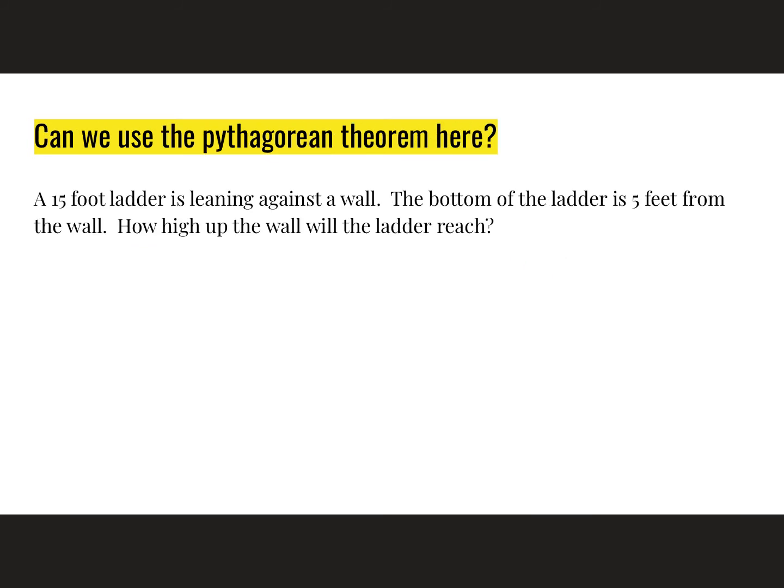Okay, so now let's look at this. I have a 15-foot ladder. It's leaning against a wall. The bottom of the ladder is 5 feet from the wall. How high up the wall will the ladder reach? Okay, so the first thing I need to do is draw a picture because I need to understand this. So, here's my wall. Here is my ladder. And then here is the ground. So here's my right angle.